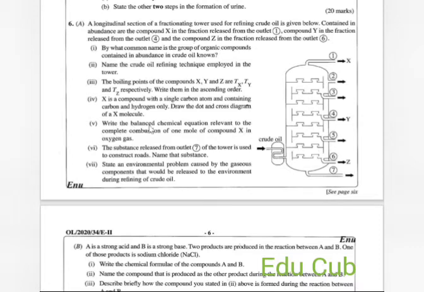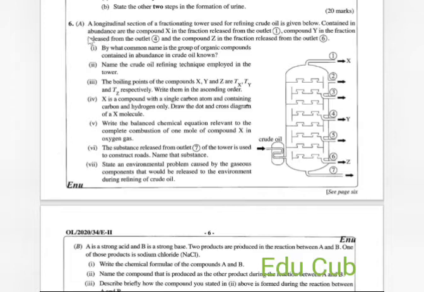Fifth question, write the balanced chemical equation for the complete combustion of 1 mole of compound X in oxygen gas. Sixth one, the substance released from outlet 7 of the tower is used to construct roads. Name that substance. Seventh question, state an environmental problem caused by gaseous compounds that would be released to the environment during refining of crude oil. Let's move to the answers.